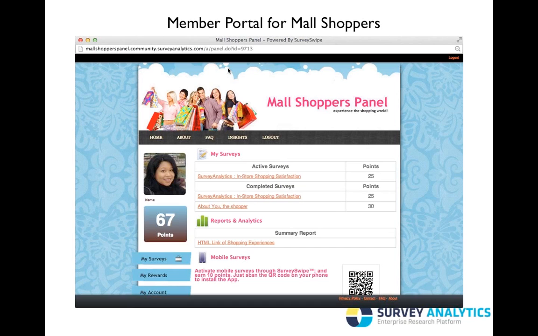We also include an employee panel. So anyone who's an employee of JCPenney and would like to receive discounts at the store or cash incentives to give their feedback on the place that they work, they can go ahead and join a panel as well.